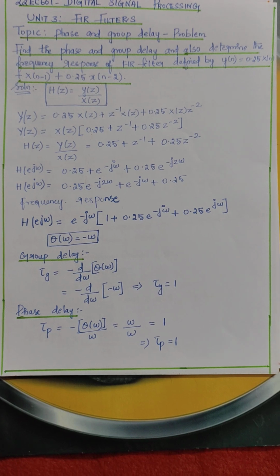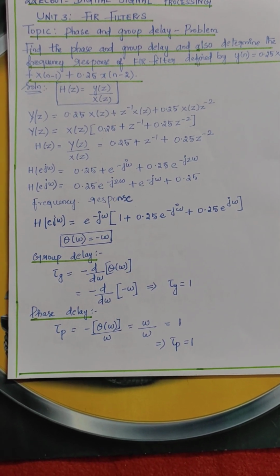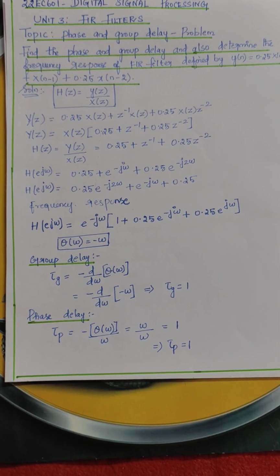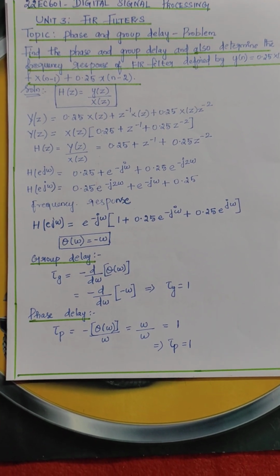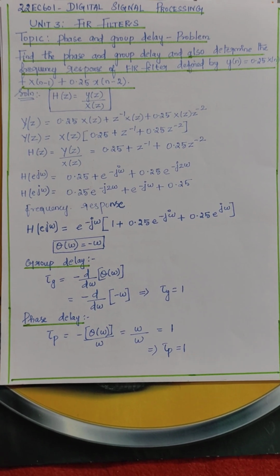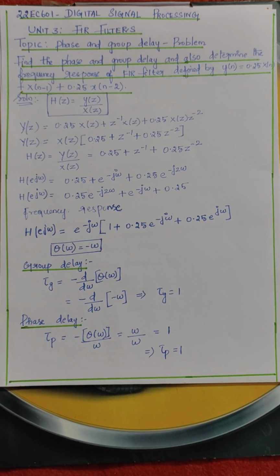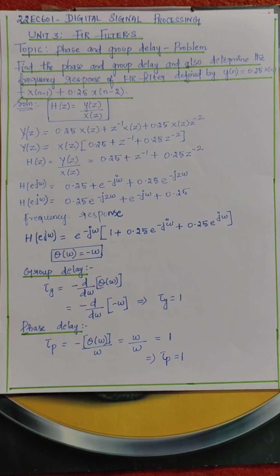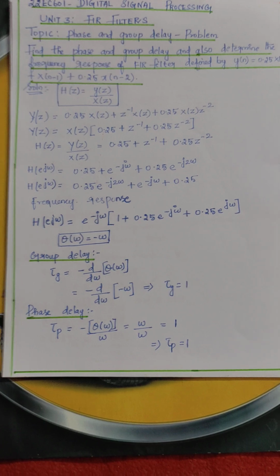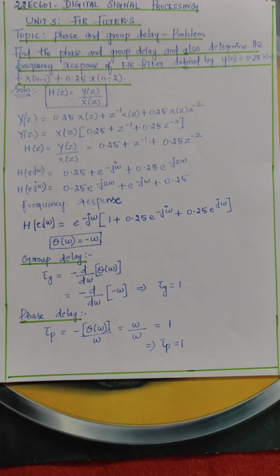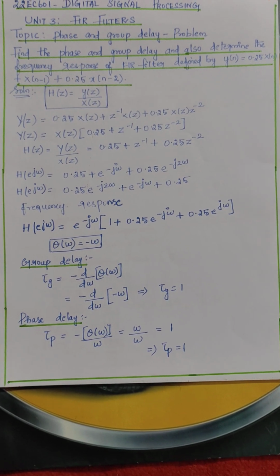After finding this Y of z, in the RHS part, take X of z outside. Therefore, Y of z is equal to X of z times 0.25 plus z inverse plus 0.25 z power minus 2. Once you have X of z, this side is Y of z, the LHS. So Y by X, you know very well, is H of z. Therefore, H of z is equal to 0.25 plus z inverse plus 0.25 z power minus 2. One of the basic advantages of the FIR filter is that we don't have any poles, only zero terms.